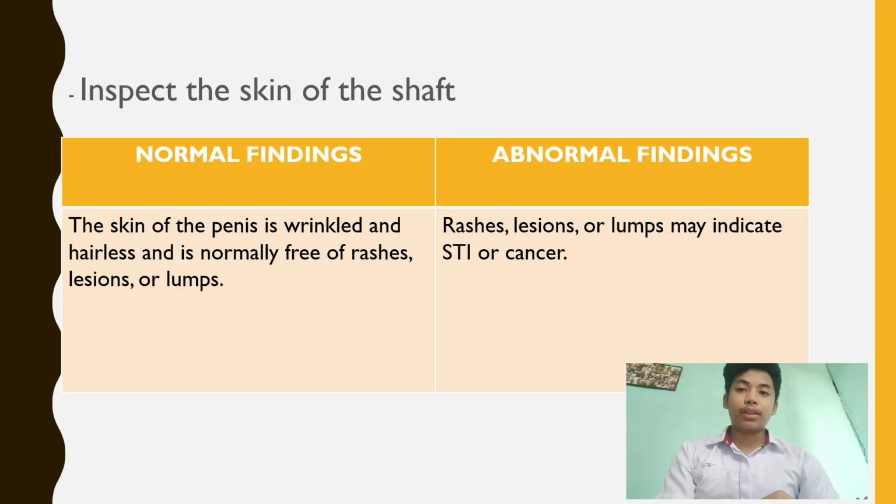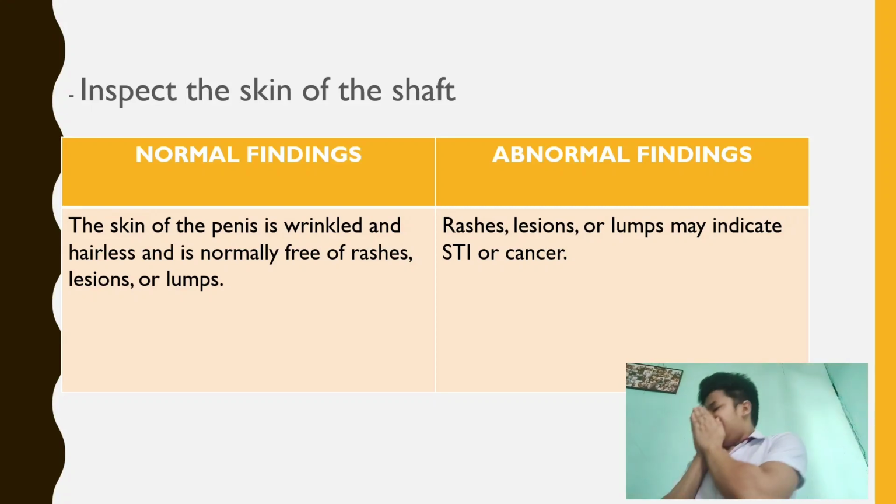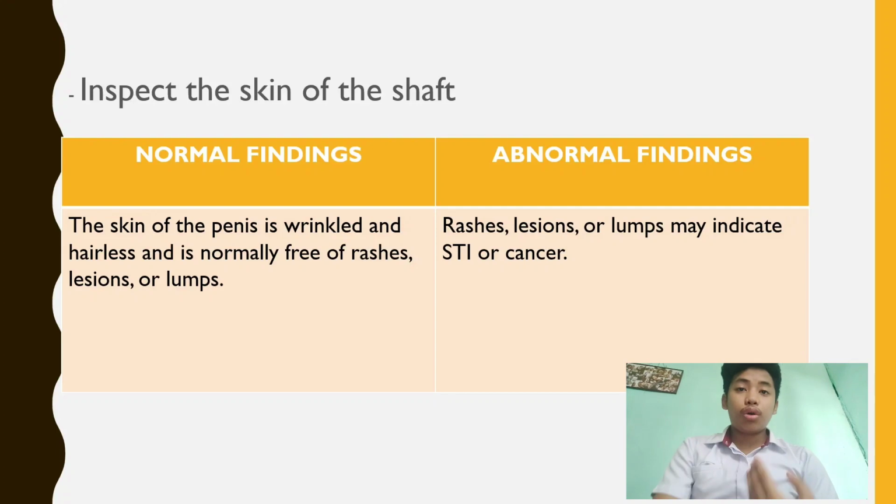Next is to inspect the skin of the shaft. Observe for rashes, lesions, or lumps. For the normal findings, the skin of the penis is wrinkled and hairless and is normally free of rashes, lesions, or lumps. Genital piercing is becoming more common and nurses may see male clients with one or more piercings of the penis. For abnormal findings, rashes, lesions, or lumps may indicate STI or cancer. Drainage around the piercing indicates infection.